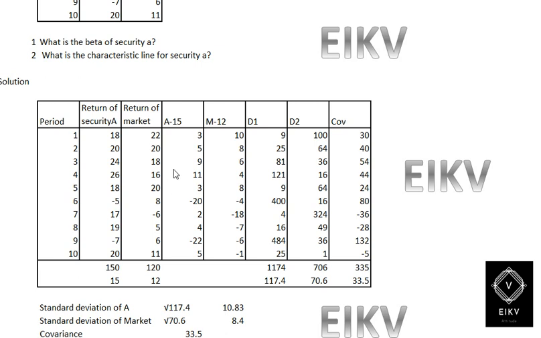Now we need to compute x minus x bar. So x minus x bar would be A minus 15, and here it would be M minus 12. So 18 minus 15 will give you 3, 20 minus 15 will give you 5, and 24 minus 15 will give you 9 and so on.